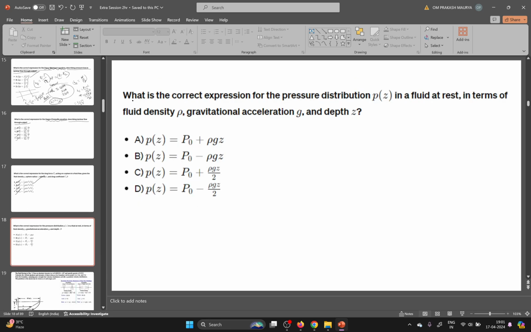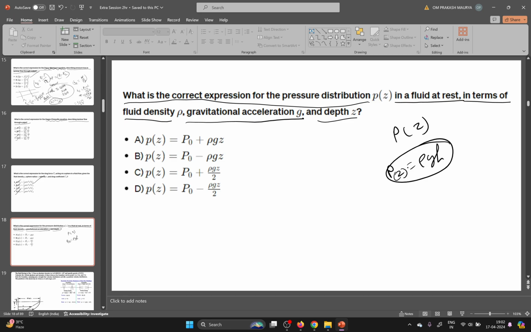Now the question is, what is the correct expression for the pressure distribution Pz in a fluid at rest in terms of fluid density rho, gravitational acceleration g and depth z. Here depth is given z. So again rho gh, or in place of h you can write rho gz.